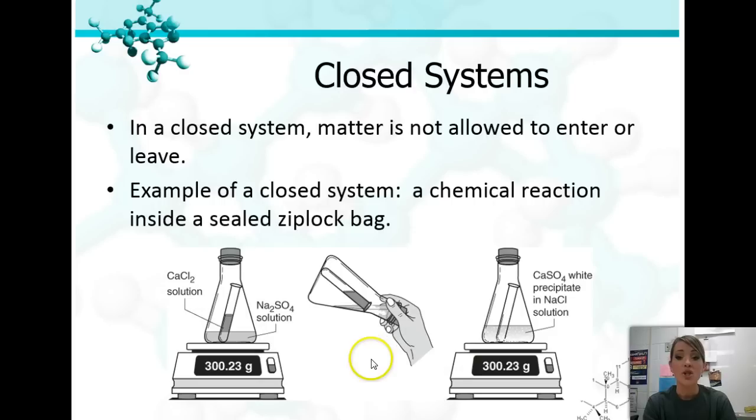If you want to be able to show the conservation of mass, you have to use a closed system. A closed system is where it's completely closed. There's no way that the matter can go out. There's no way that new matter can come in from the atmosphere. An example of a closed system is a chemical reaction happening inside a sealed Ziploc bag, or here in this picture they're doing it in a sealed flask. They're dumping it together here, and they're showing you that the mass before is equal to the mass after.